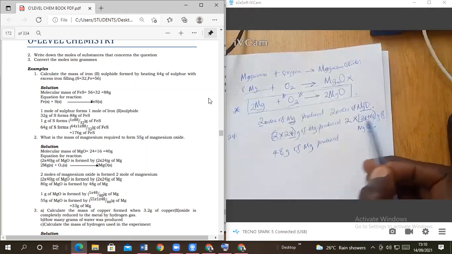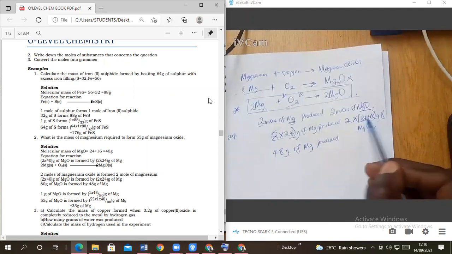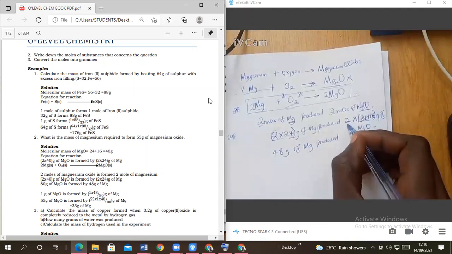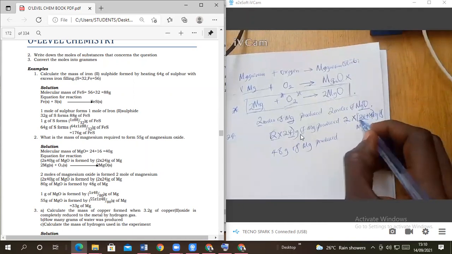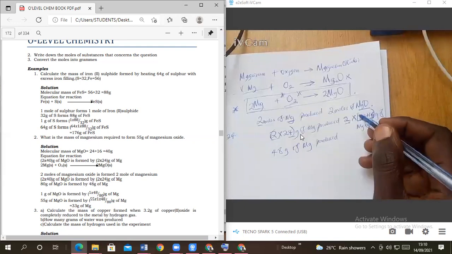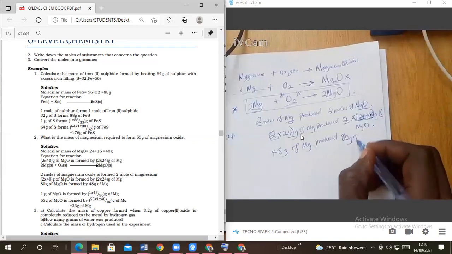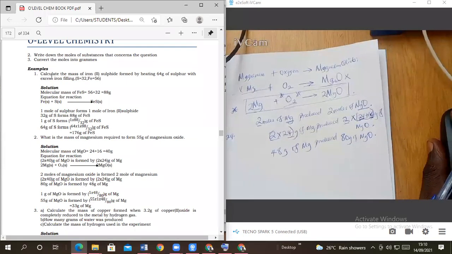24 plus 16 times 2? 64. This one. 24 plus 16, all times 2. Yes. You get what? 64. You use the calculator well. 24 plus 16, that is 40. 40 times 2 is 80. So produced 80 grams of magnesium oxide. So the question is telling us, what is the mass of magnesium required to produce 55 grams of magnesium oxide?